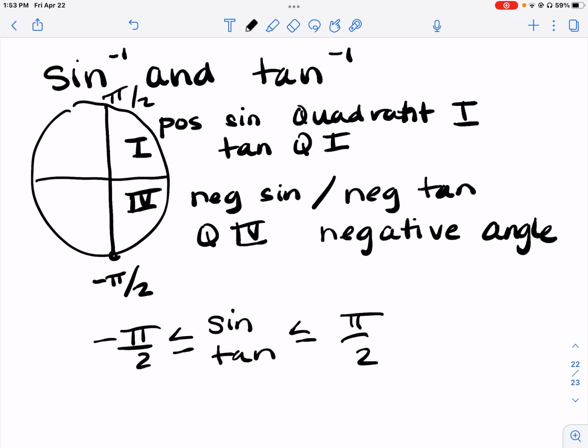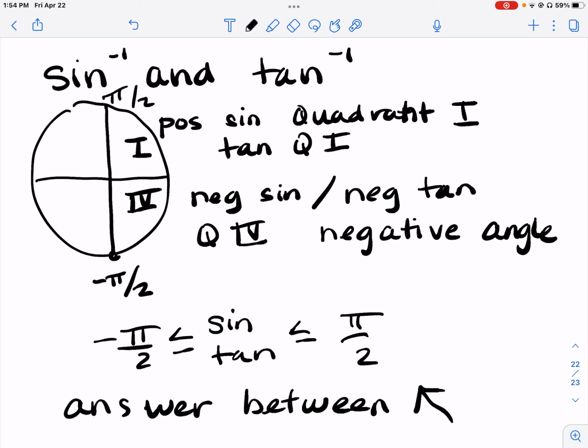Okay, which means the answer has to be between those values. Okay, inverse means I give you the value, you tell me what angle. Okay, the negative sine and the negative tangent are harder because you have to call these the negative angles. But remember the negative angles are just symmetric from the positive ones.